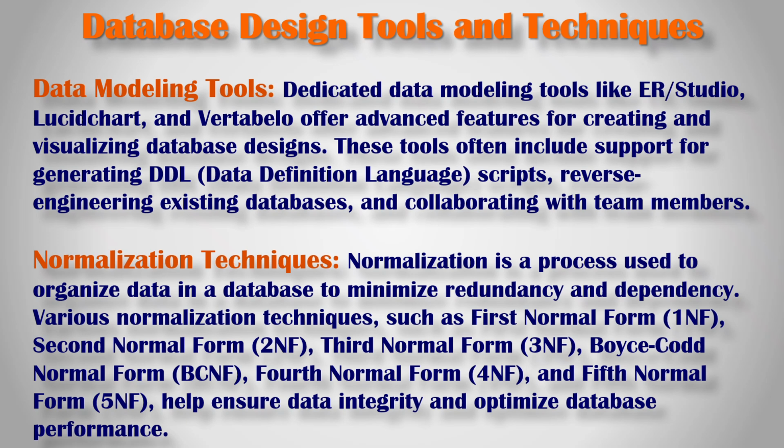Normalization techniques. Normalization is a process used to organize data in a database to minimize redundancy and dependency. Various normalization techniques, such as first normal form, 1NF, second normal form, 2NF, third normal form, 3NF, Boyce-Codd normal form, BCNF, fourth normal form, 4NF, and fifth normal form, 5NF, help ensure data integrity and optimize database performance.